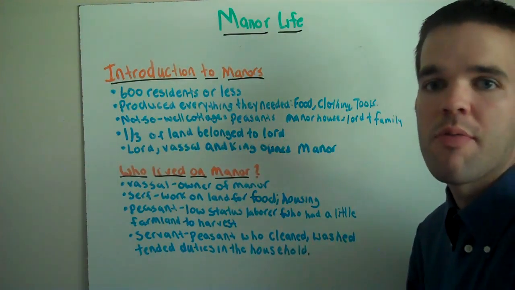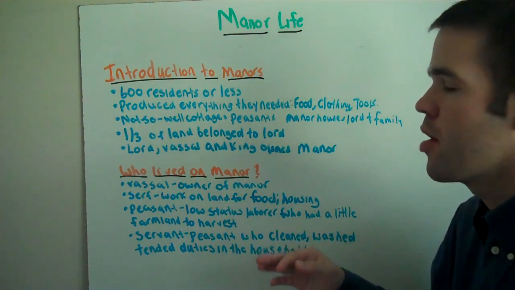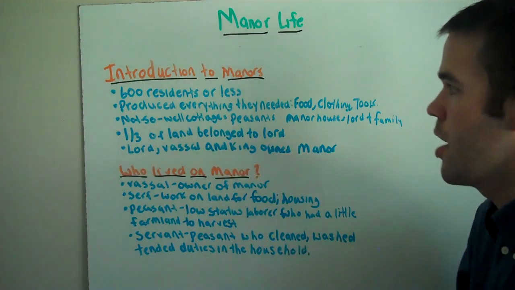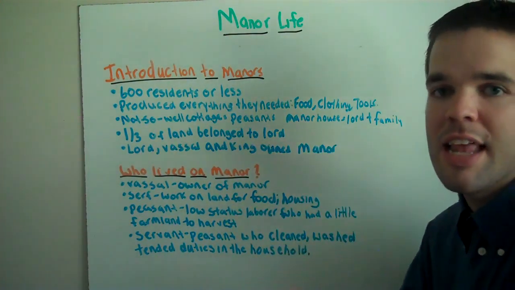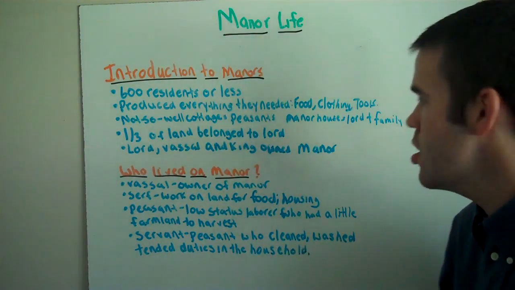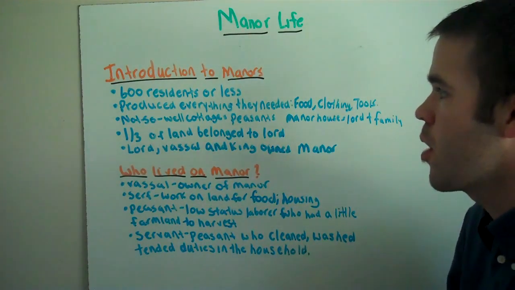Most manors had anywhere from 250 to 500 people living on the manor. The largest manor in history had approximately 600 people on it. It produced everything that they needed. It was a self-sufficient operation. It produced food, it produced clothing, and it produced building and farming tools for the workers.